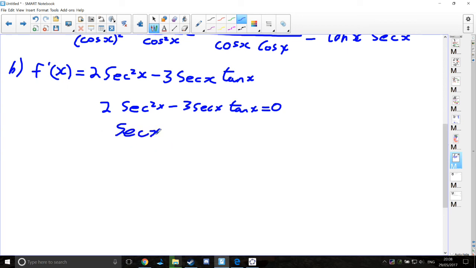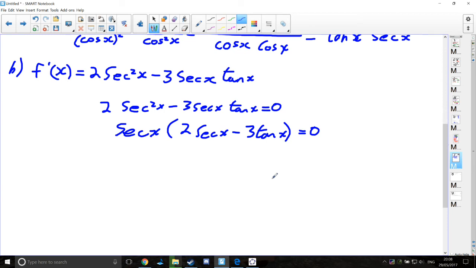Let's take out sec x, which gives me 2 sec x minus 3 tan x equals 0. So now I have either sec x is 0 or 2 sec x minus 3 tan x is 0.